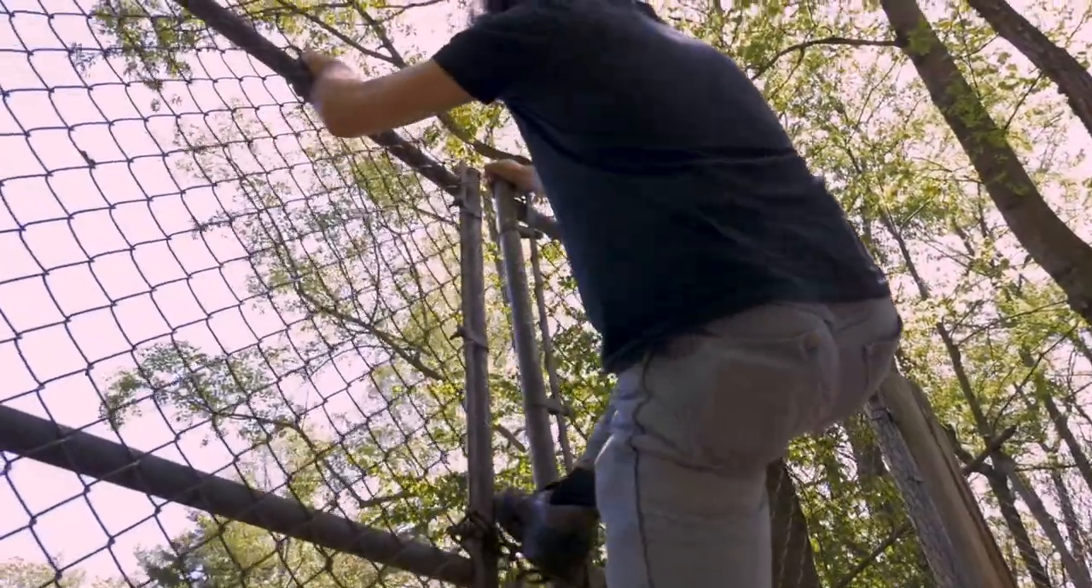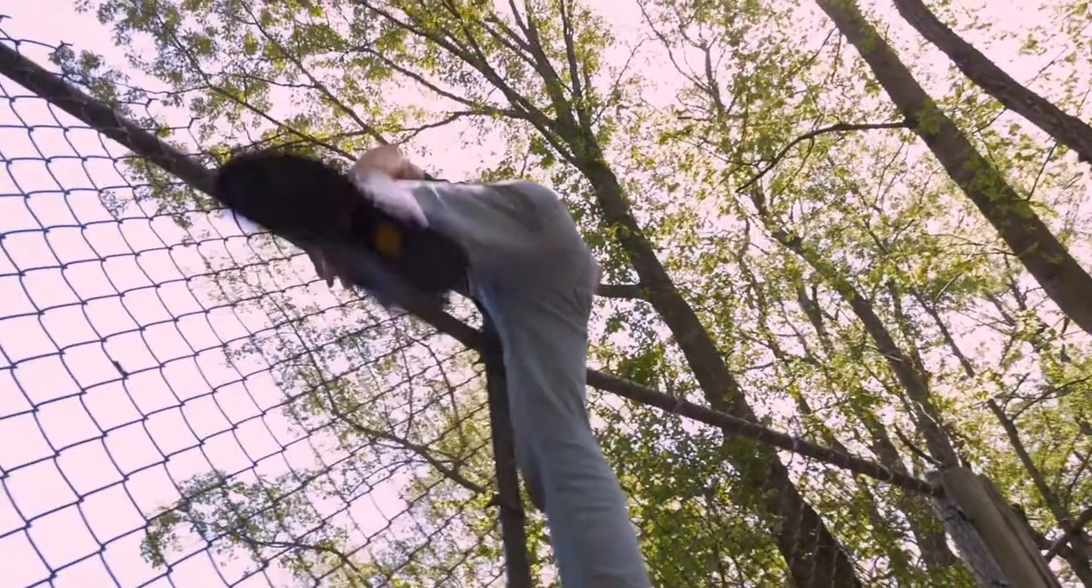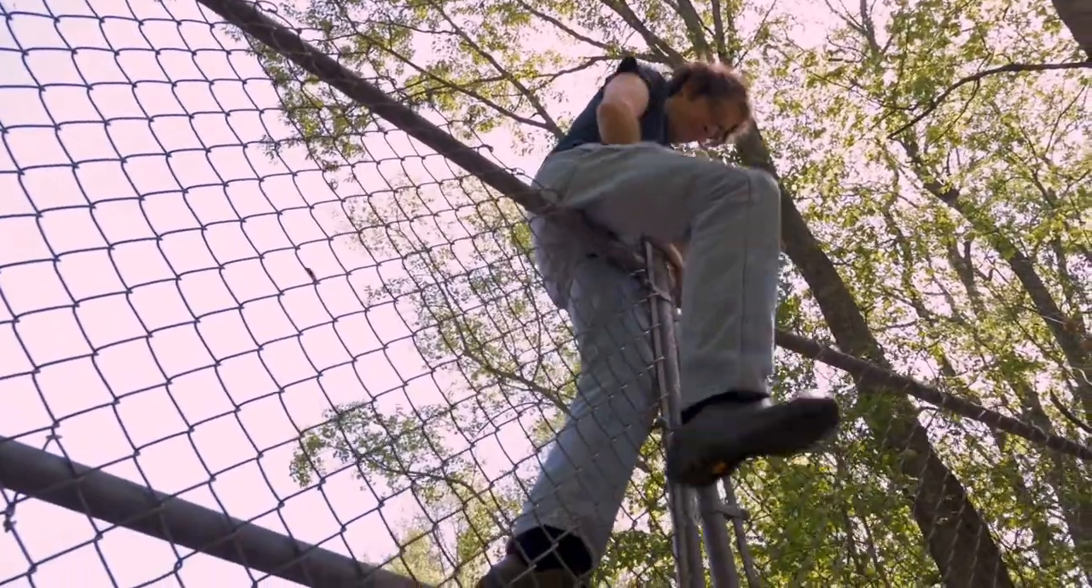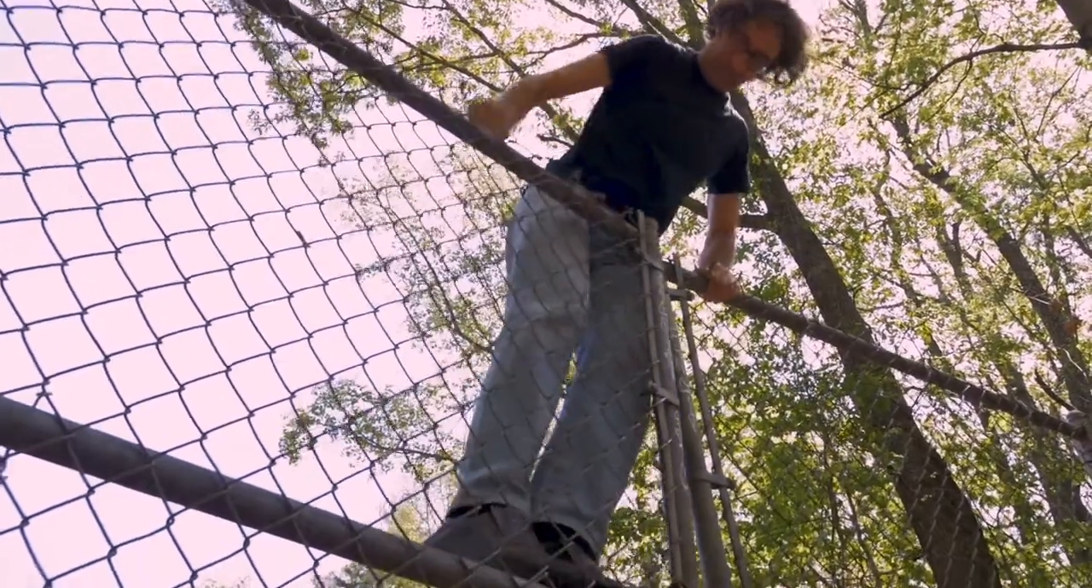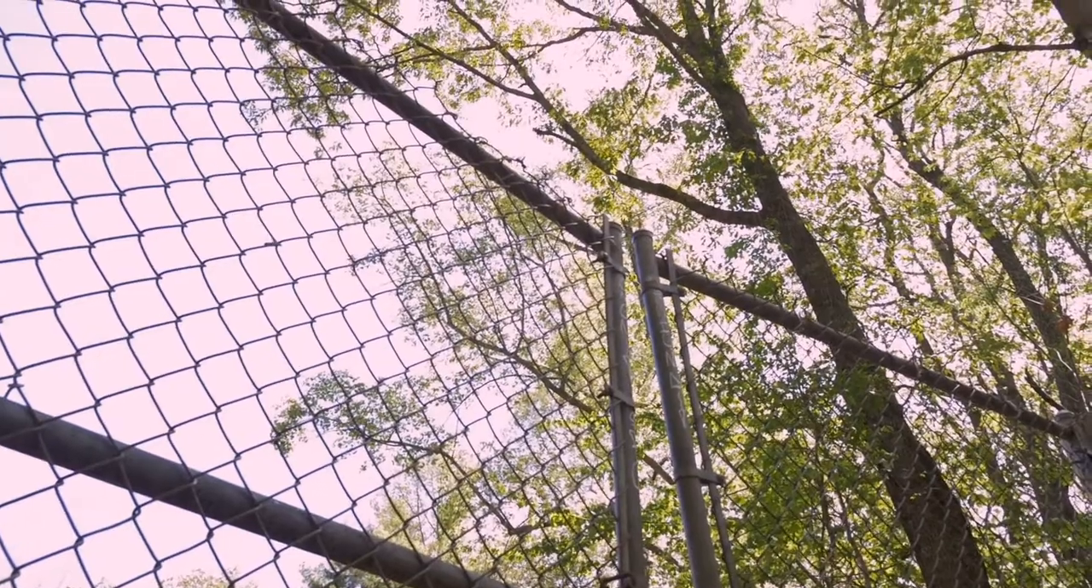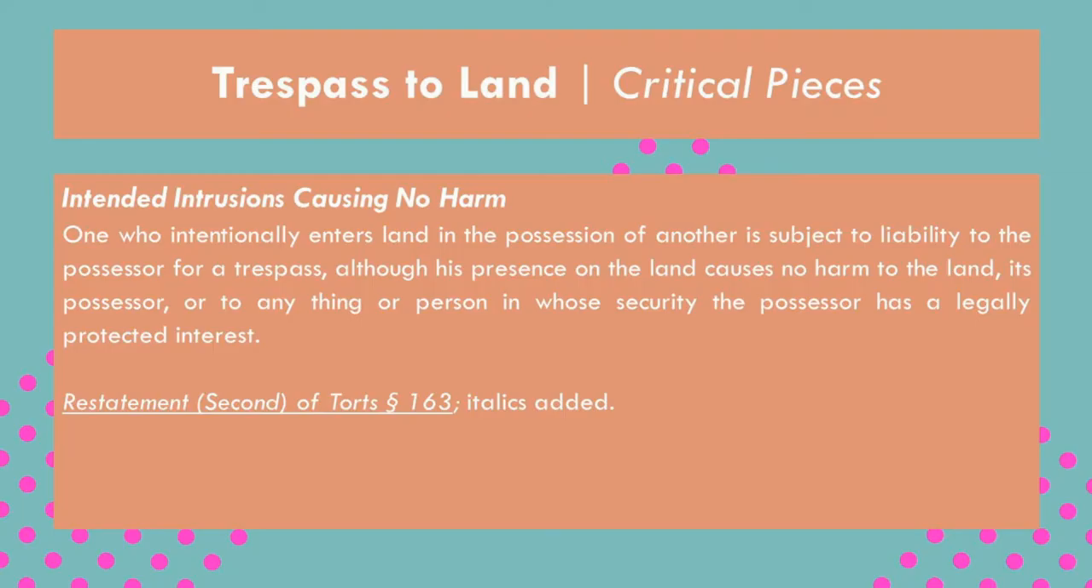Liability does not require harm. It is unnecessary for harm or damage to the real property for liability to attach to the trespassing actor. The Restatement Second of Torts, Section 163, describes liability resulting from intended intrusions causing no harm. It states that, quote, one who intentionally enters land in the possession of another is subject to liability to the possessor for a trespass, although his presence on the land causes no harm to the land, its possessor, or to any thing or person in whose security the possessor has a legally protected interest.